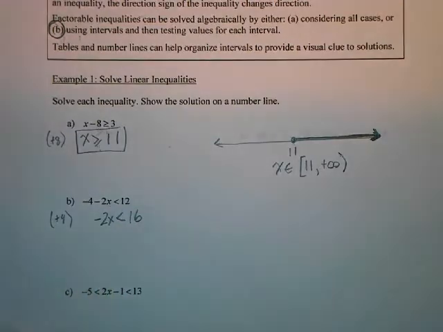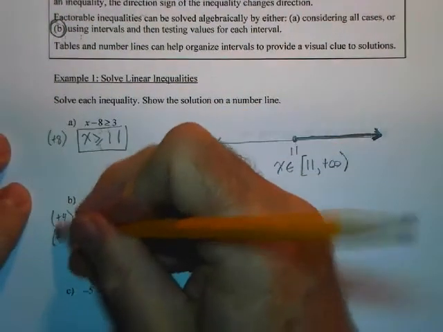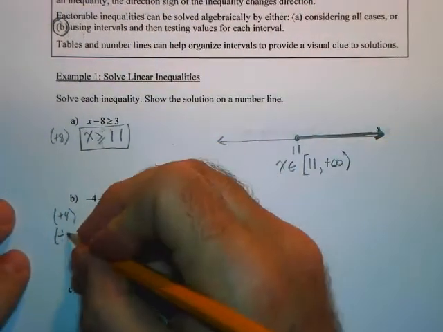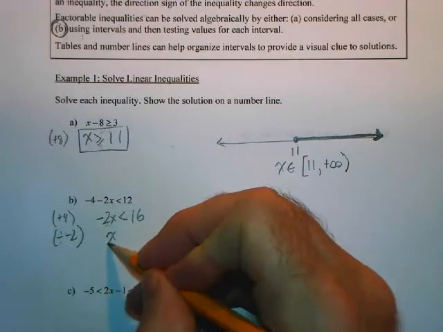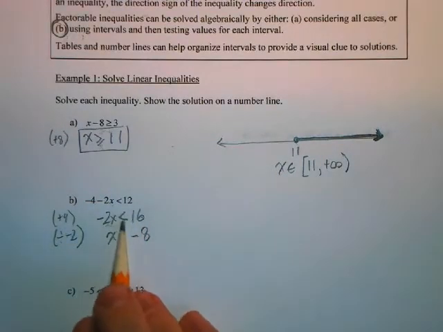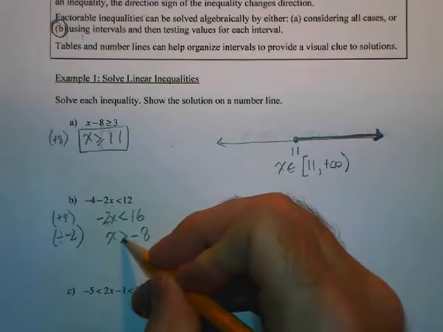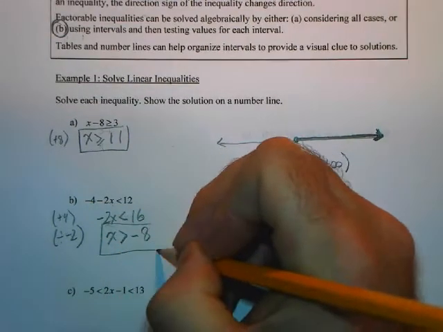And this is where this rule changes. If I want to clean out the -2 coefficient here, I'm going to have to divide by -2. So we still do that, but when I do that, I'm going to have to flip the direction of the inequality sign. So divide by -2, that changes to x, positive x. This changes to -8, and the less than sign changes to greater than. Okay, so there's our solution.